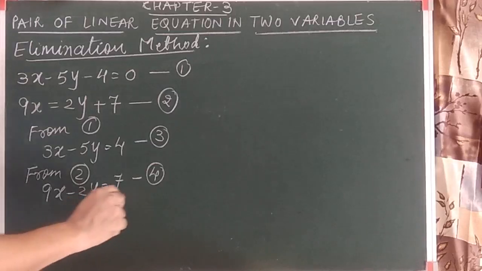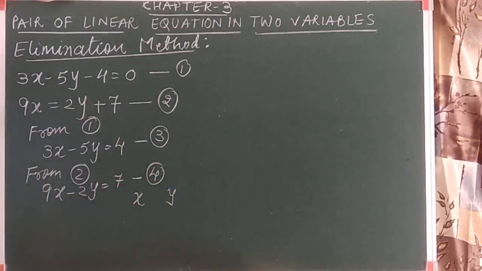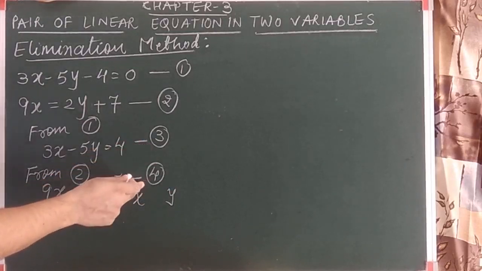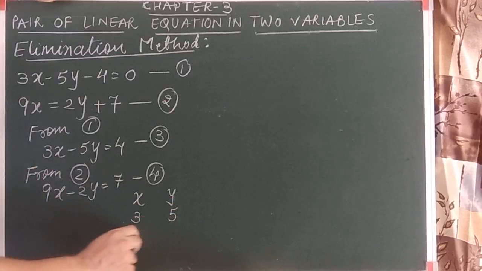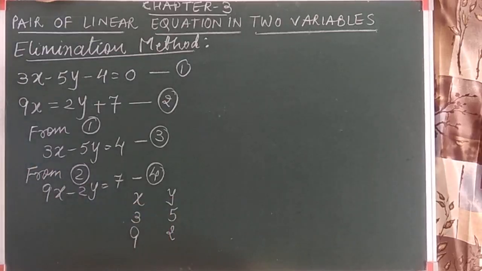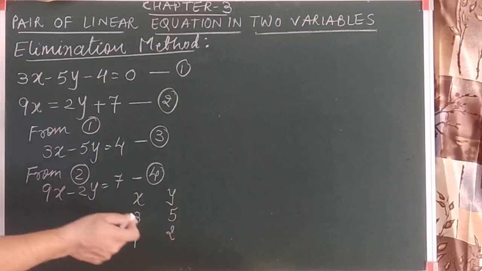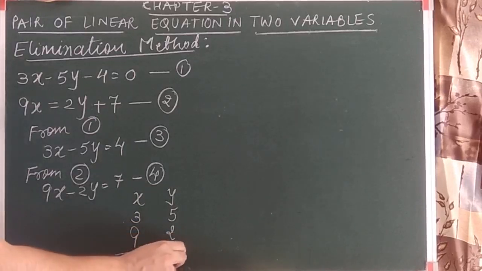Now let's see which variable we should eliminate. To eliminate, let's write the coefficients of x and y of both the equations. I am taking 3 and 4. So as it is 3, it is 5, we can write minus 5 also, 9 and 2. We can see that none of the coefficients are equal for either variable, x or y. So let's take the LCM. The LCM is 9, the LCM is 10.